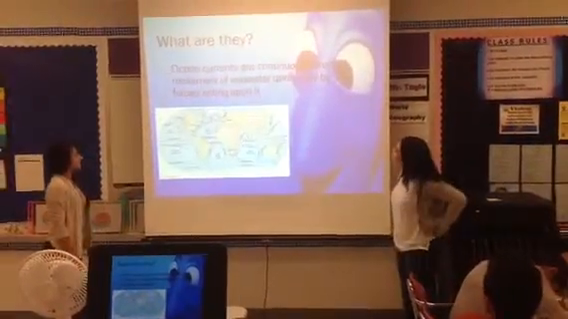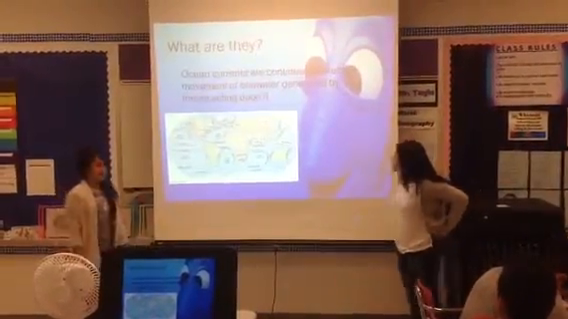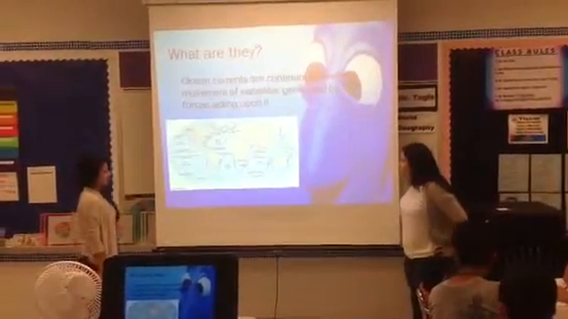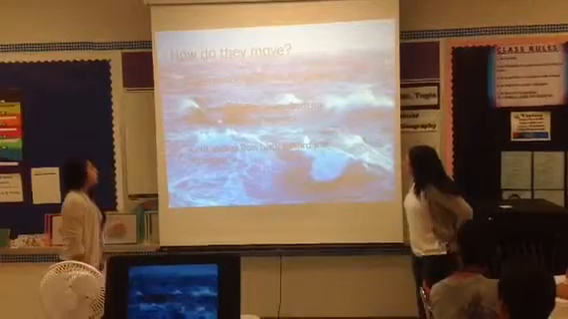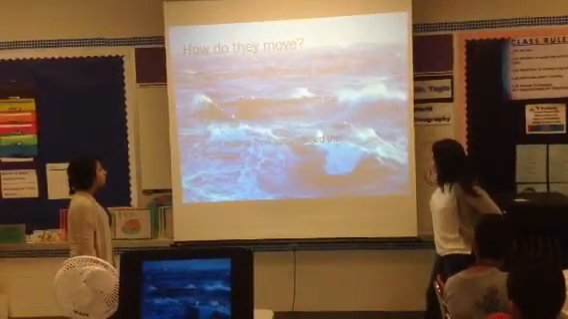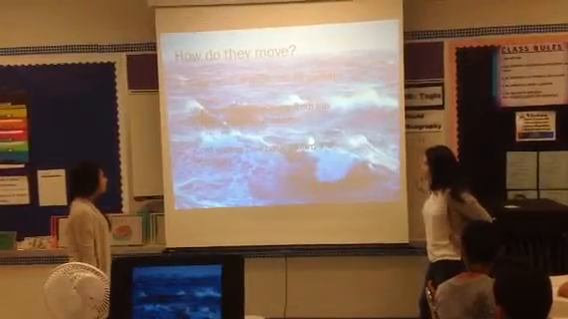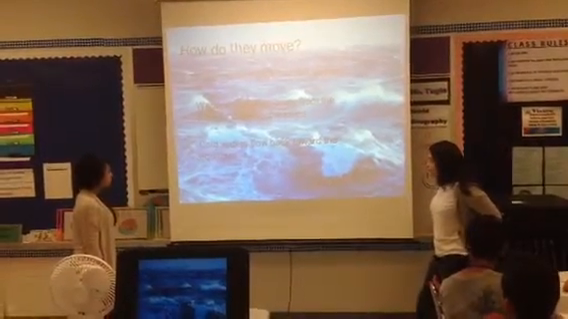What are they? Ocean currents are continuous, directed movements of seawater generated by forces acting upon it. How do they move? They move in large circular systems. Warm waters flow away from the equator towards the poles. Cold waters flow back toward the equator.